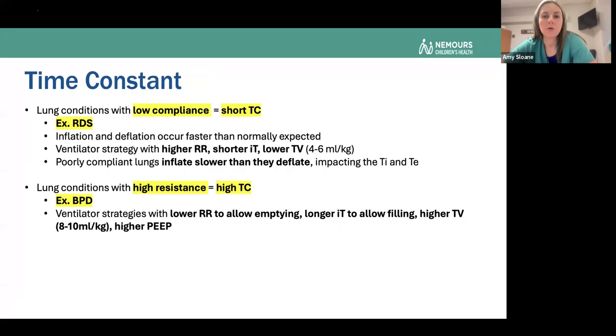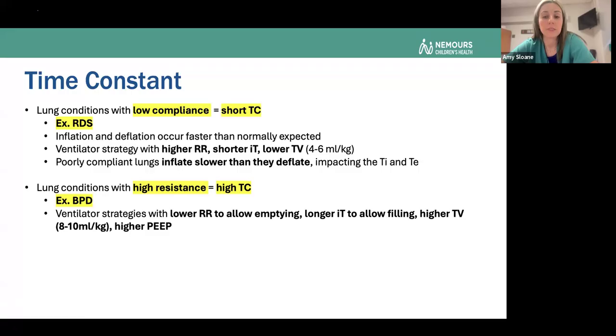But this is where our concept of BPD vent settings comes in. So in these high resistance states like BPD, the time constant needs to be long because these lungs not only fill, but particularly empty really slowly. So we need to give them time, and that is achieved by lower rates, longer inspiratory times, and adequate tidal volumes and higher PEEP. And remember, especially in BPD, the lung is heterogeneous.